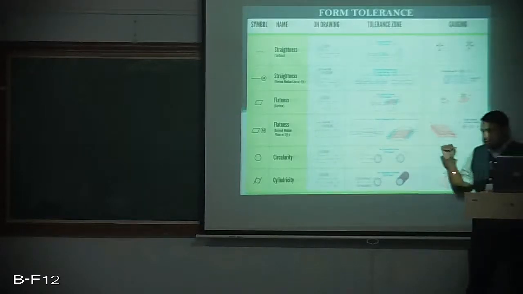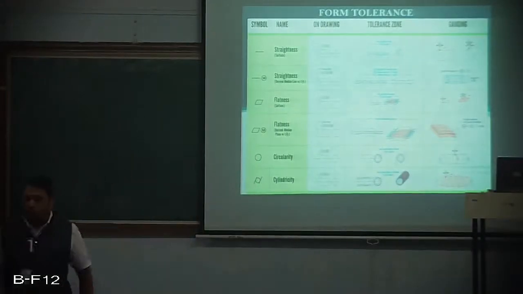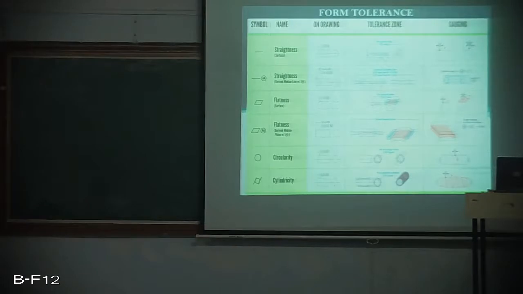So basically we have discussed the form tolerances. Basically there are four types of form tolerances: straightness, flatness, circularity and cylindricity.